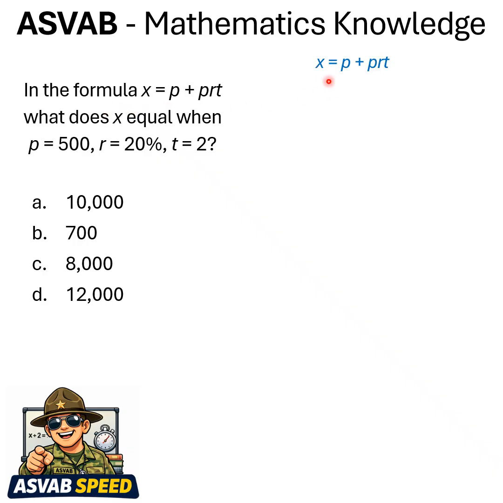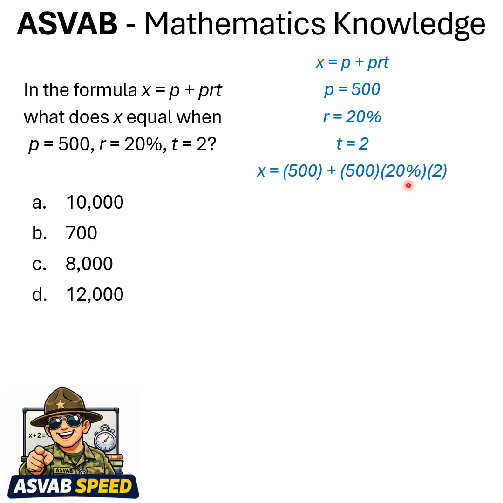Let's rewrite the problem, and piece by piece, let's get everything plugged in. P equals 500, r equals 20%, and t equals 2. Plug everything in, rewrite the problem. X equals 500 plus 500 times 20% times 2. Let's get rid of that 20%.